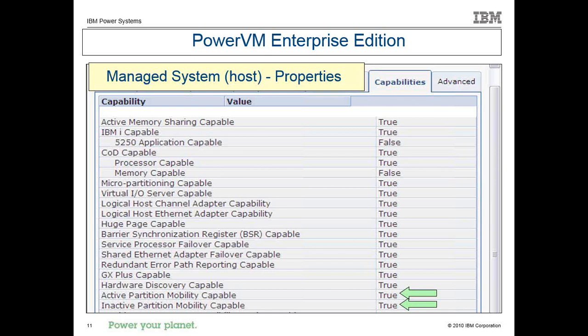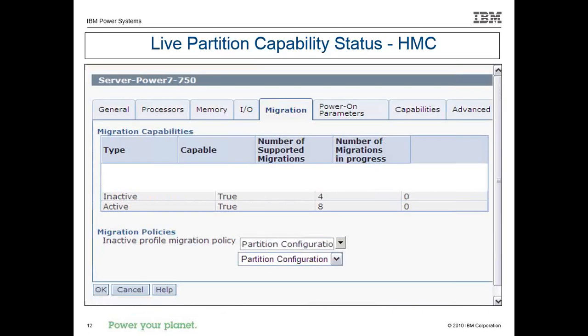Inactive means we're moving the partition while it's powered off, while the partition is shut down. Active partition mobility means we're moving the partition while it's up and running. Those two capabilities go hand in hand. You can't just get inactive and not active. That's part of the same enterprise code. So that's pretty simple. You can go see if your systems have the enterprise level if you don't know off the top of your head.